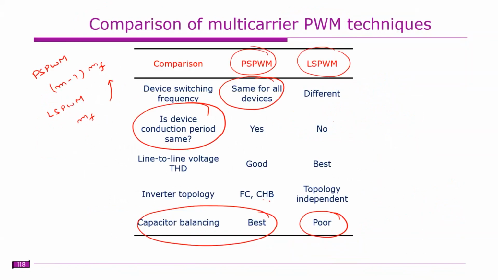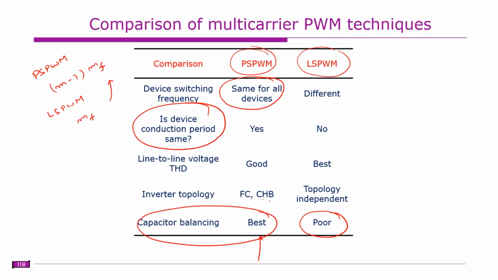One of the greatest advantages of phase shifted PWM is the capacitor balance. Naturally we can balance the capacitors without using any external circuit, or we can equally distribute the DC sources in the case of phase shifted. Why is it possible? Because the device switching frequency is the same and the conduction periods are also the same. Therefore we can expect that the charging and discharging of the capacitors is the same.